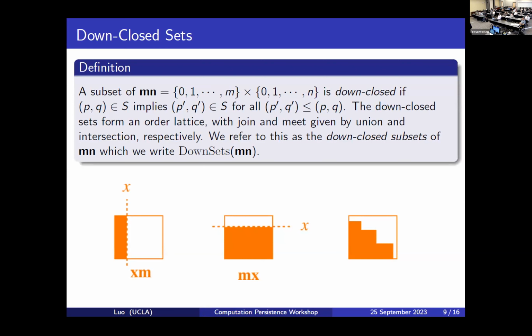As I said, how we should think of this is that if we have a point here, then everything to the left and below it is necessarily also in this down closed set. The whole point is that if we consider all the down closed sets of M_{m,n}, then this forms an order lattice where the join and meet operations are given by unions and intersections of these down closed subsets.